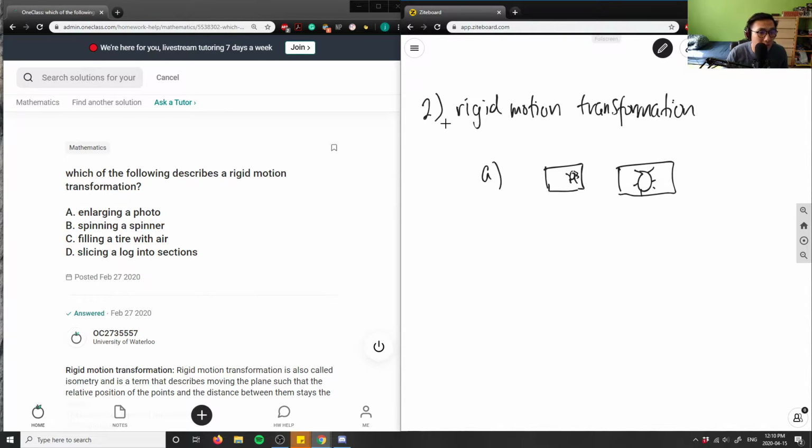So in this case, if I'm enlarging the photo, does it actually change? Is it changing the motion? Is it changing a rigid motion transformation? Am I changing?